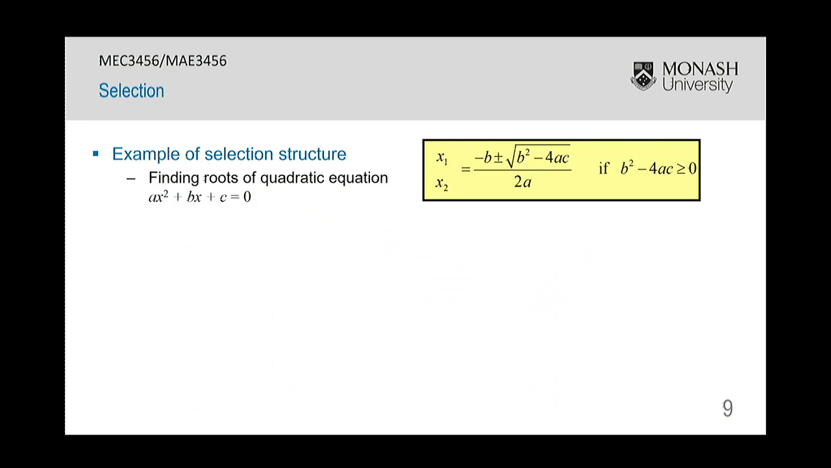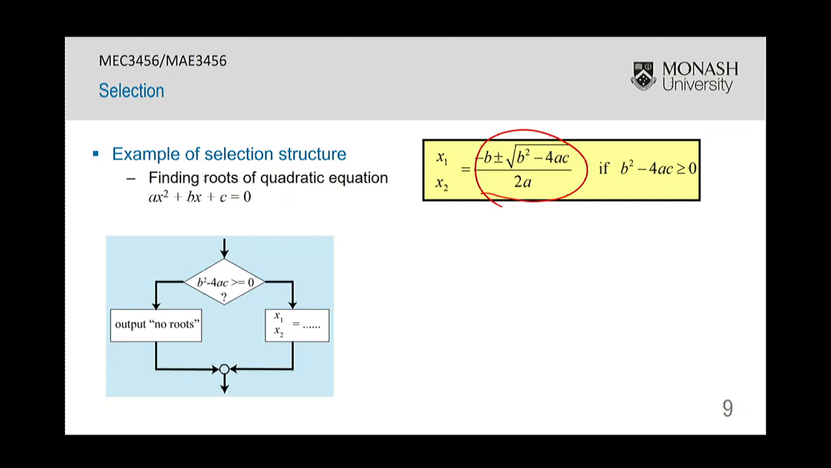So an example, find the roots of the quadratic equation ax squared plus bx plus c. We know that this is the roots, but what happens when b squared minus 4ac is less than 0? We don't have any real roots. Let's imagine we're only interested in the real roots.